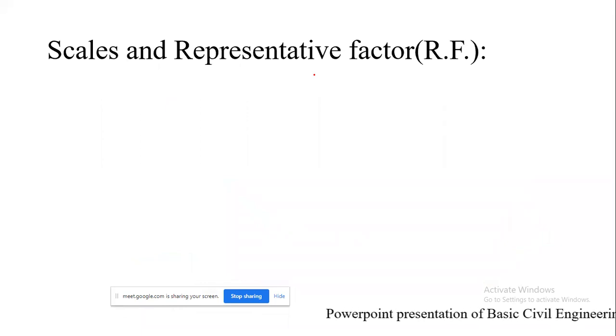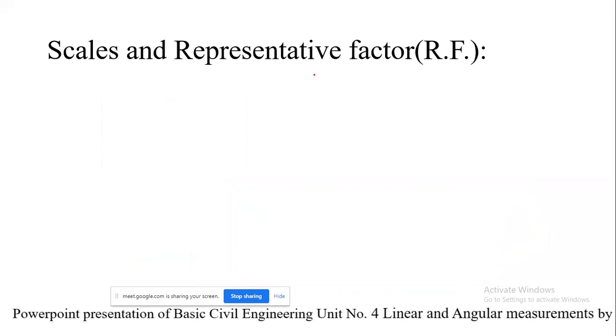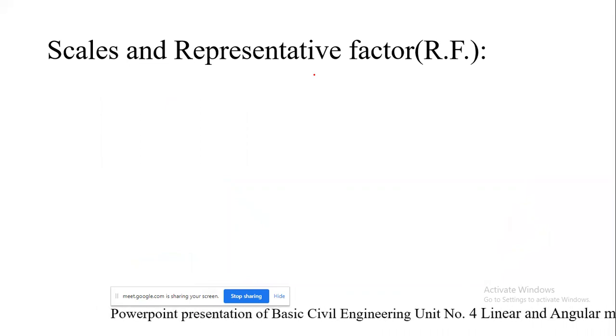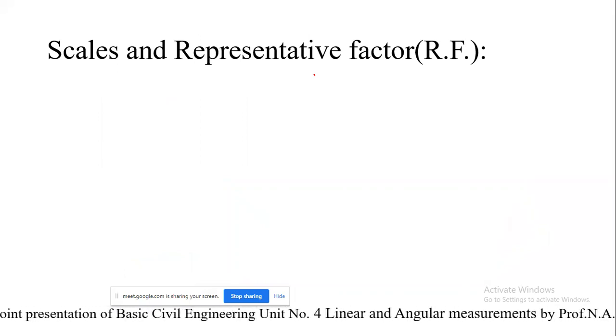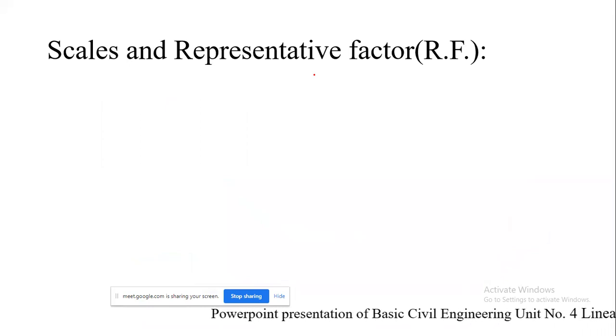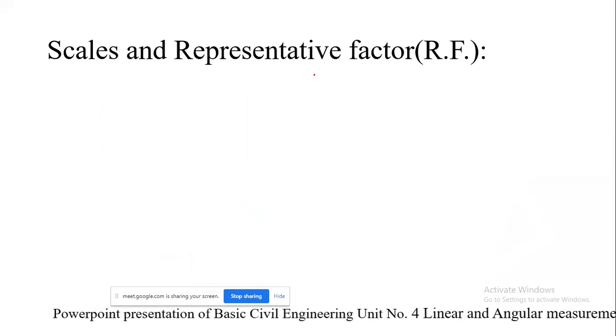Dealing with the next point, scales and representative factor. In the definition of surveying, we have seen that it is nothing but an art of determining the relative position between two points or objects on the surface of the earth, and then drawing or preparing a map to a suitable scale. So what do you mean by scale?